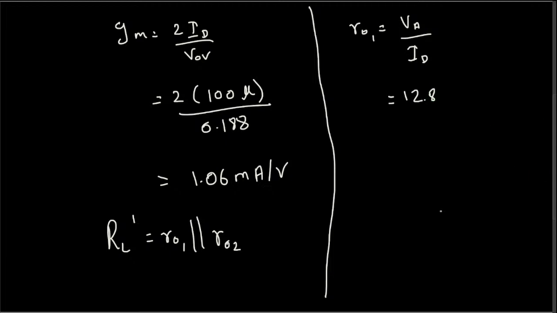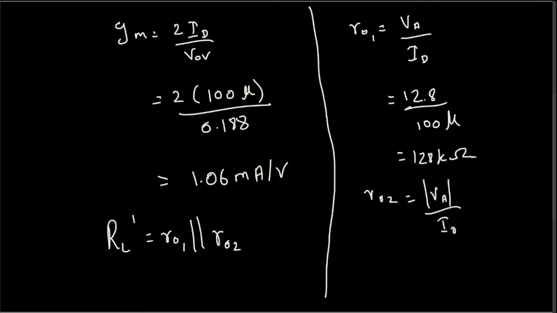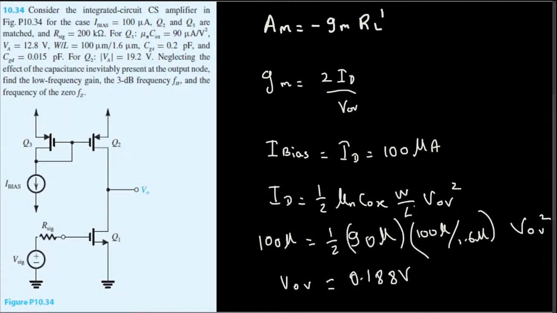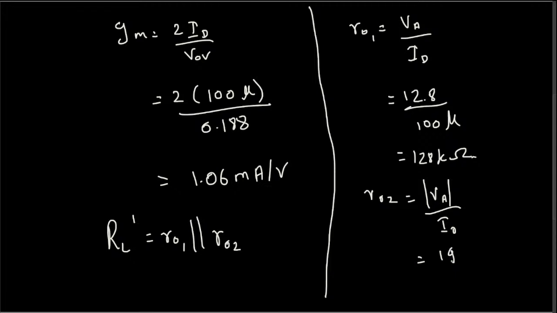And the current is 100 microampere. So if you plug it in and solve for RO1, you will end up getting 128 kilo ohm resistance. And RO2 is nothing but VA absolute value divided by ID, because we put the absolute value for the PMOS, and that one provided to us here is 19.2 volts. 19.2 divided by 100 micro, and if you calculate that one, that will give you 192 kilo ohm resistance.